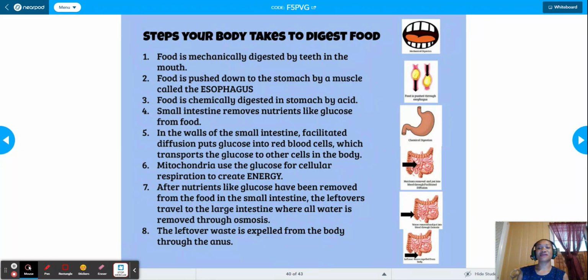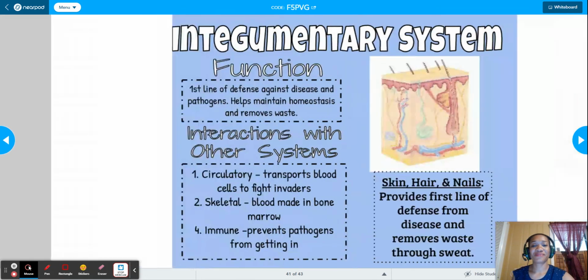And these are steps that our body takes to digest food. Remember that the first process in digesting food is a physical process. We have to physically bite and physically chew the food.